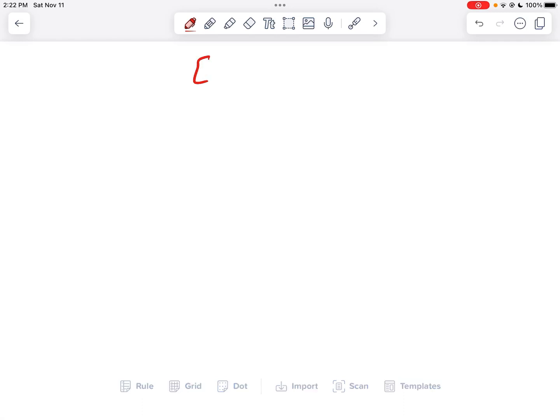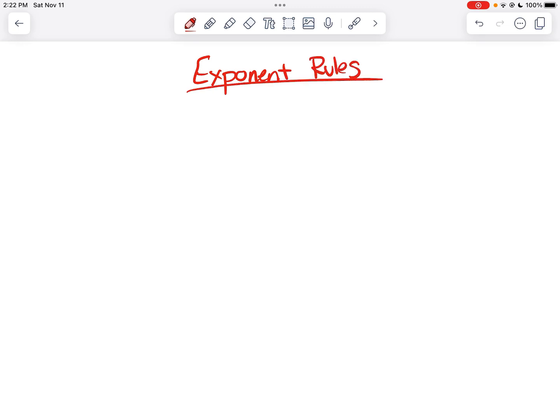Today we're going to do a review of exponent rules. Just a reminder, if we had x to the 5th power, that means we really have 5 x's.